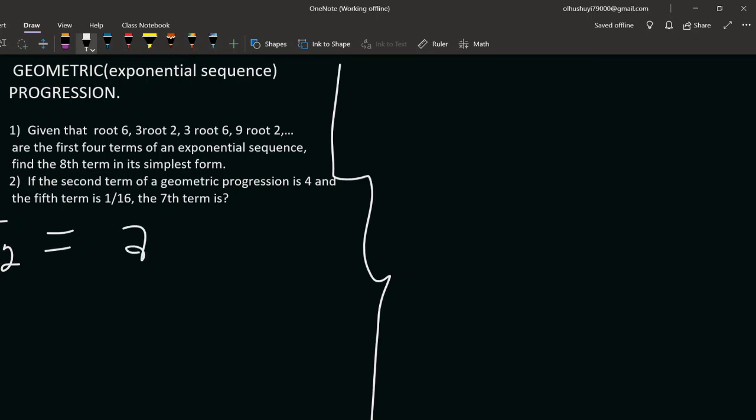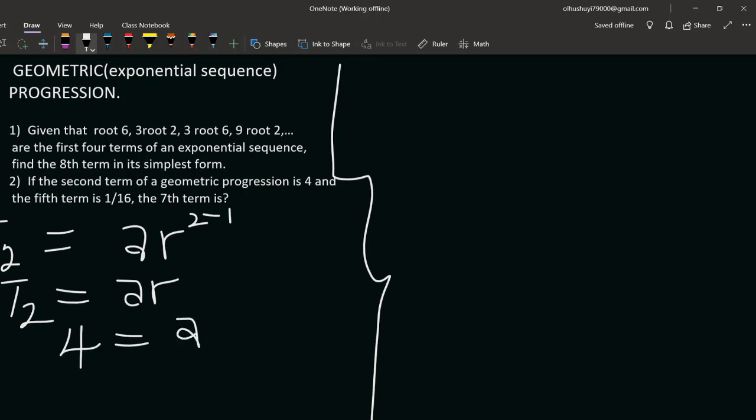would be A R raised to the power 2 minus 1, and that implies that T2 will be AR. So you say the second term of a geometric progression is 4, so that means 4 is equal to AR. That will give me equation 1.